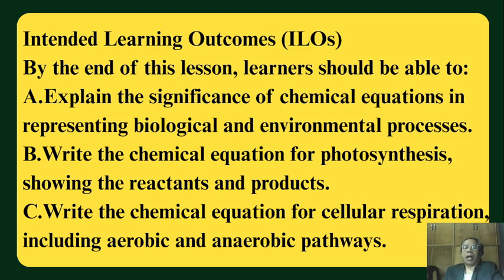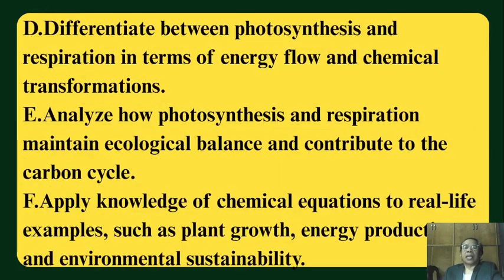A. Explain the significance of chemical equations in representing biological and environmental processes. B. Write the chemical equation for photosynthesis showing the reactants and products. C. Write the balanced chemical equation for cellular respiration including aerobic and anaerobic pathways. D. Differentiate between photosynthesis and respiration in terms of energy flow and chemical transformations.